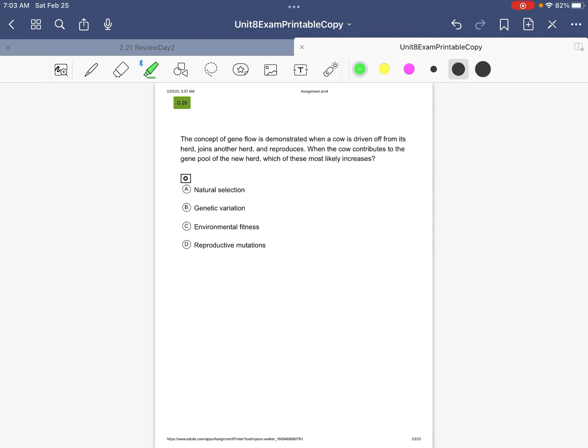And our last question, thank you for being so patient. The concept of gene flow is demonstrated when a cow is driven off its herd, joins another herd, and reproduces. The cow contributes to the gene pool of the new herd, which most likely increases. So when you are adding a new gene, you're adding a new variation to a population, what increases? Natural selection, genetic variation, environmental fitness, or reproductive mutations. Mutations are random, so that is one that we can cancel out.